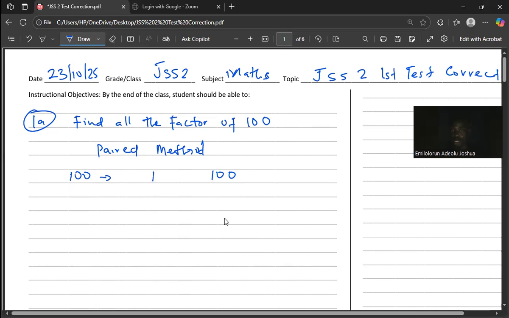So after 1 is 2, right? So you ask yourself, does 2 go in 100? Does 2 divide 100? Yes, 2 can divide 100. How many times? 50 times. I want us to speak and speak boldly.